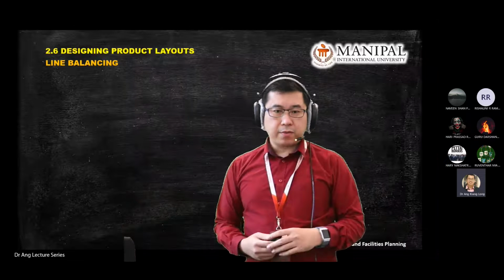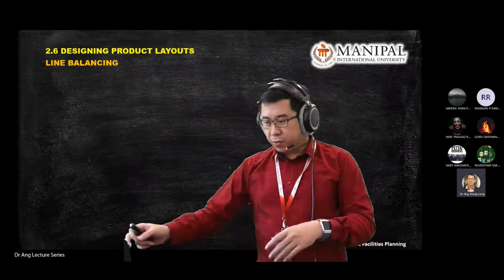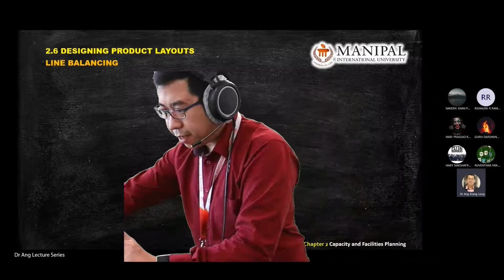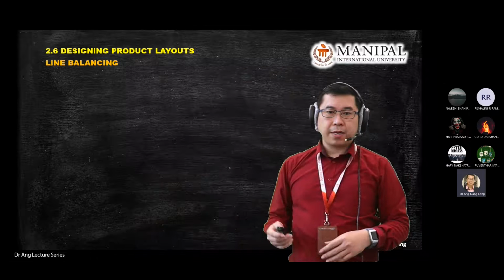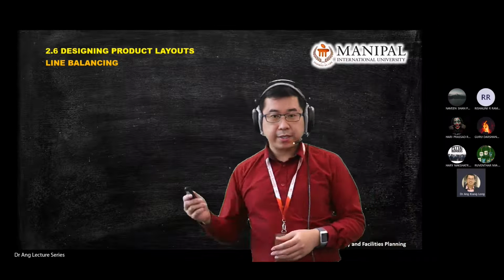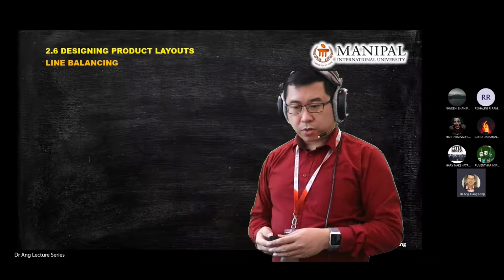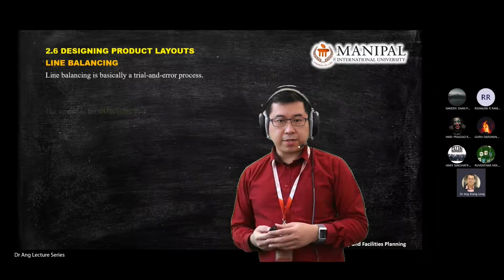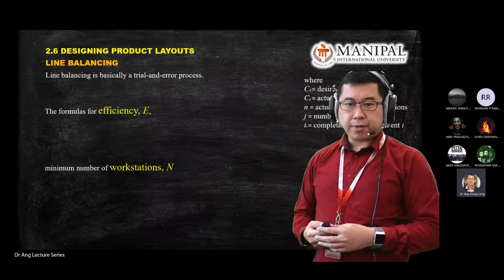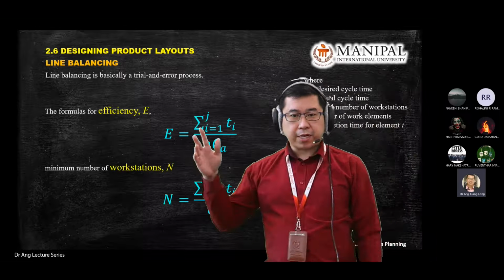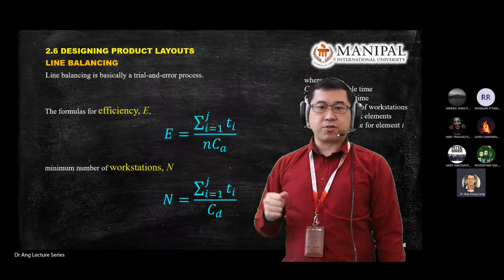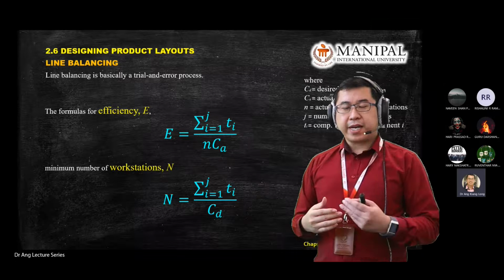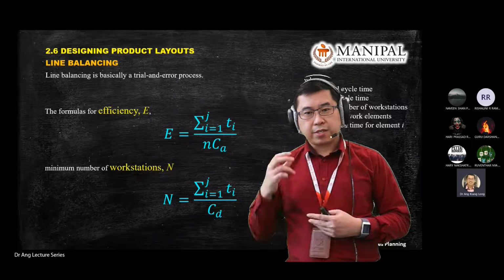Okay. Now we're going to recap what we have done in the previous class. So we're going to do line balancing again. Under product layout, today we're going to do line balancing. Just to recap, these are the parameters that you need to calculate when you do line balancing. And again, line balancing is a trial and error process. You find the optimum solution for that situation.